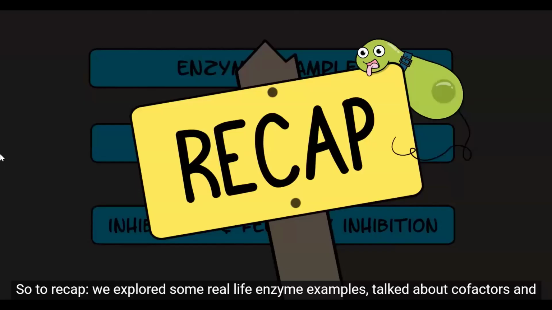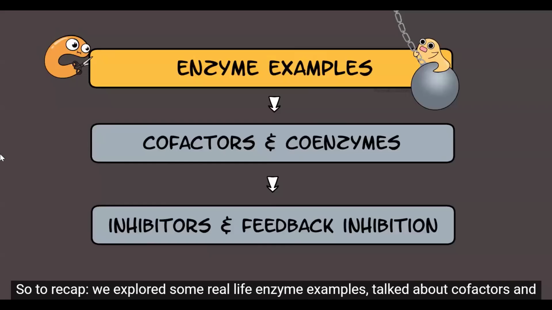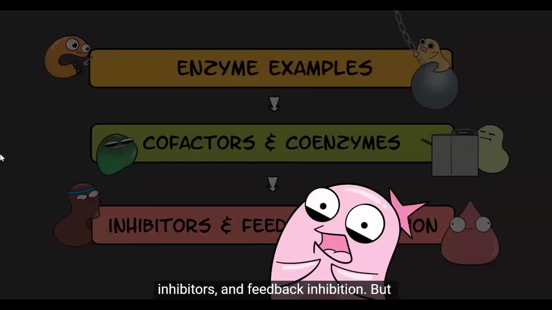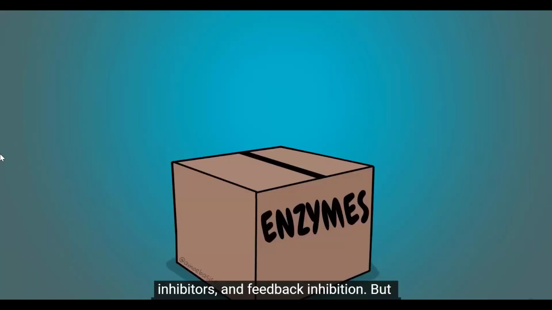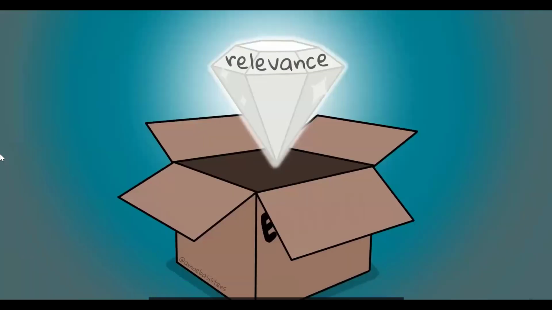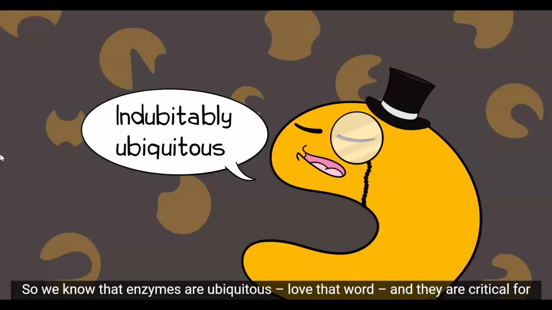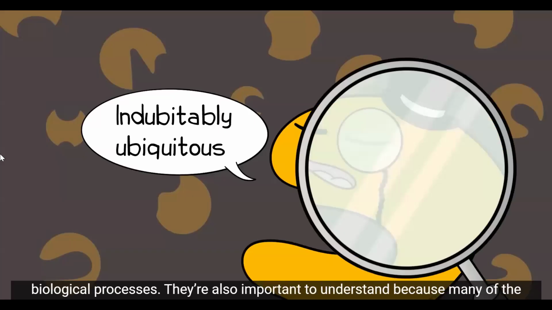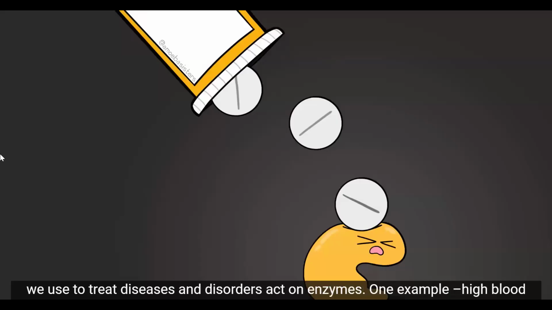So to recap, we explored some real-life enzyme examples, talked about cofactors and coenzymes, inhibitors, and feedback inhibition. But one last thing. We're big on asking why. What is the significance of learning this? So we know that enzymes are ubiquitous, love that word, and they are critical for understanding biological processes. They're also important to understand because many of the medications we use to treat diseases and disorders act on enzymes.